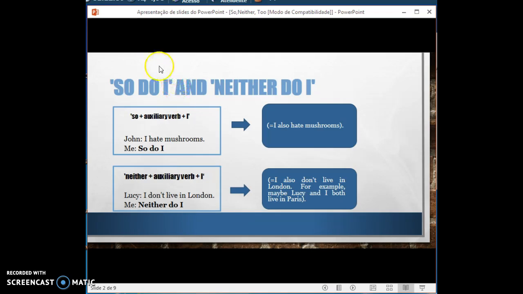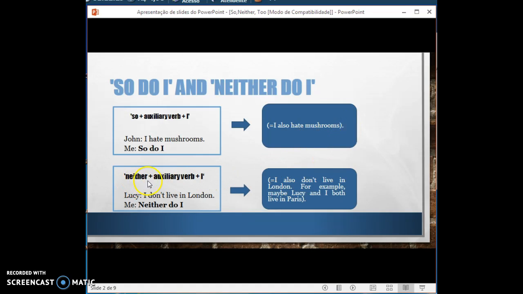When do I use "so do I," and when do I use "neither do I"? I use "so do I" to say that a positive sentence is also true for me. For example, we have John who says, "I hate mushrooms." And I answer, "So do I," which means I also hate mushrooms.